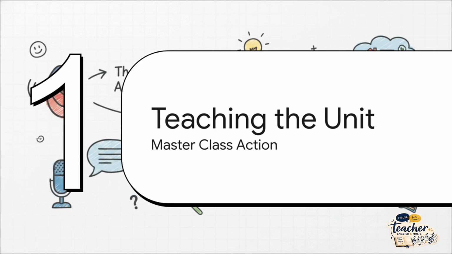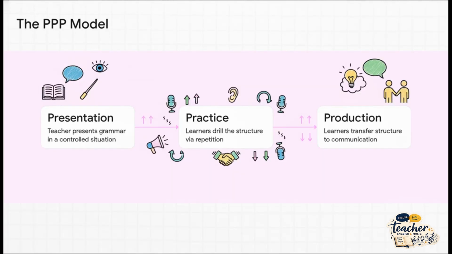How do you get this orchestra to play? This is where we hit the famous PPP model, that enduring legacy we talked about at the very beginning. Teaching a unit in this framework happens in 3 strictly ordered phases. First up is presentation, where the teacher uses visuals or physical objects to introduce a grammar structure in a highly controlled situation. Second is practice, where learners relentlessly drill that structure using repetition and substitution. And finally, production, where learners attempt to transfer that structure into slightly freer, more natural communication.